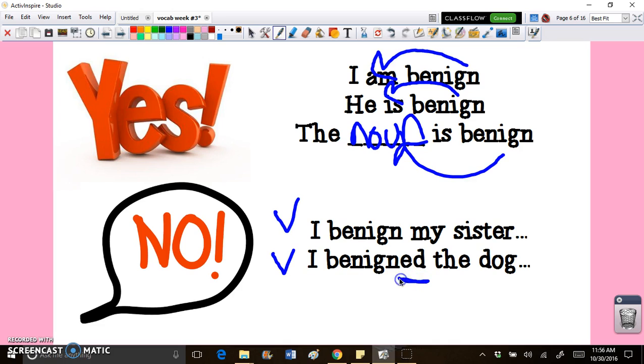Here we've got a past tense verb and a present tense verb. "I benign my sister." That is not appropriate. It doesn't make sense. There's no verb form of the word benign. You can't say "I benigned the dog." You could say the dog is benign. Or I was benign to my sister.